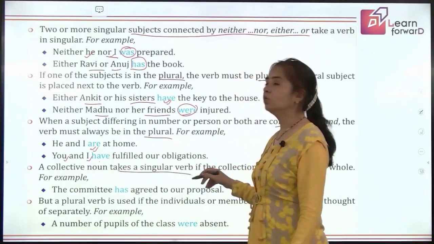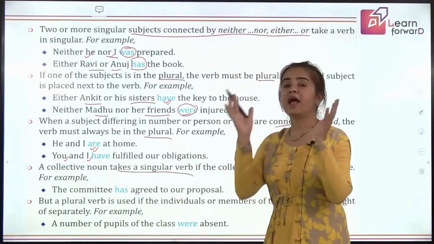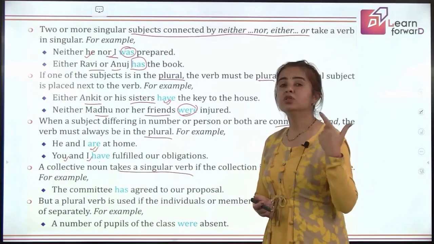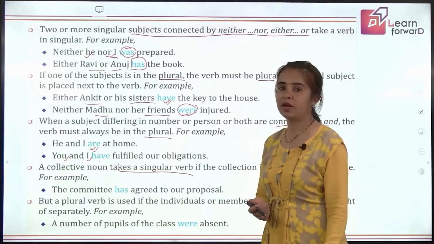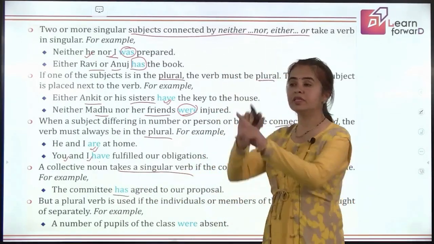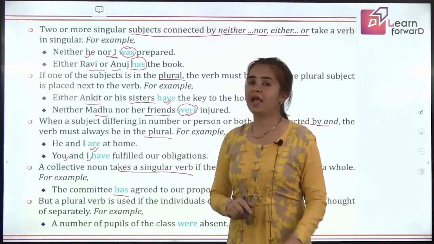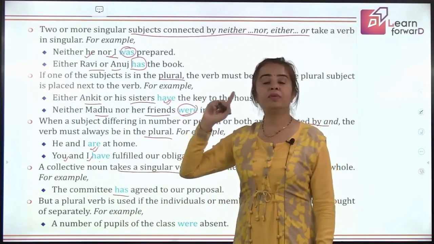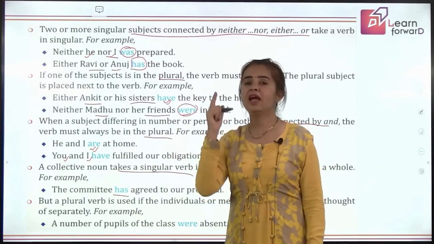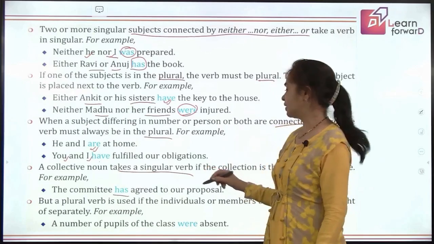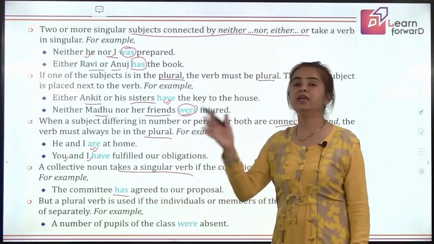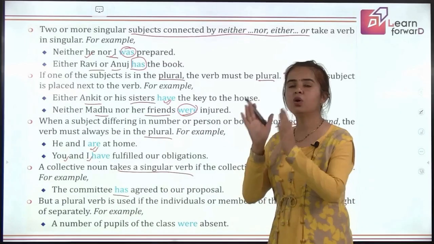It takes a singular verb when we are talking about it as a unit, as one unit together. That means we are talking about the strength of that collection, right? For example, the committee has agreed to our proposal. So it is the entire committee that has agreed. It is behaving like one single unit because together they have come to the decision of accepting the proposal. But a plural verb is used if they are individually broken. That means they are together not on one opinion.